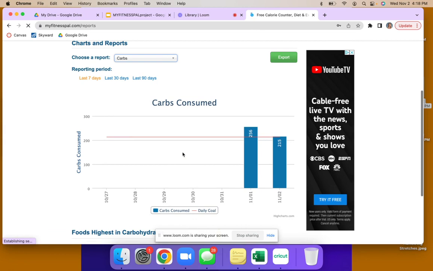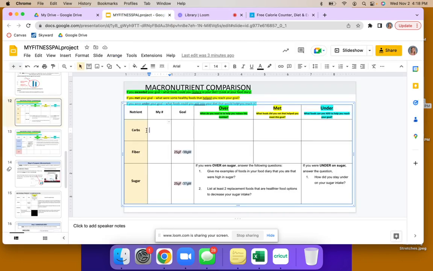Okay. And what you're going to do is you're going to take the average of the 2 days that you ate. Here it says 256 plus 215. I would add them together, because that's how you take the average. 256 plus 215. I'm doing it on my phone calculator right now. And then I would divide that number by 2. So my number is 235 and a half for carbs. So I would write 235 and a half.